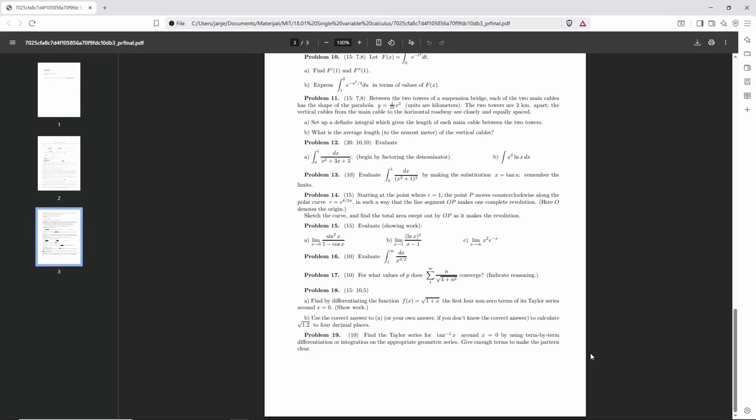Finally, problem 19 asks us to find a Taylor series for some function by using a Taylor series for some other known function which is related to this function. In particular, this other series is a geometric series, and we're going to use integration of a series to obtain the Taylor series of the function that is given to us.